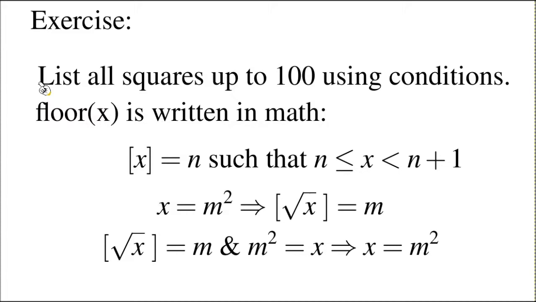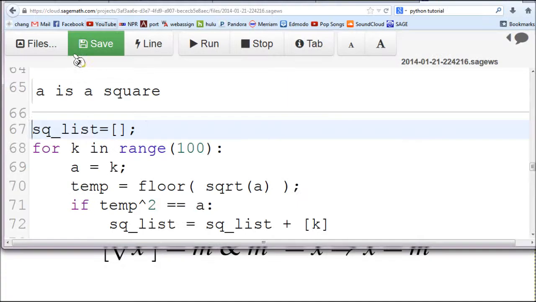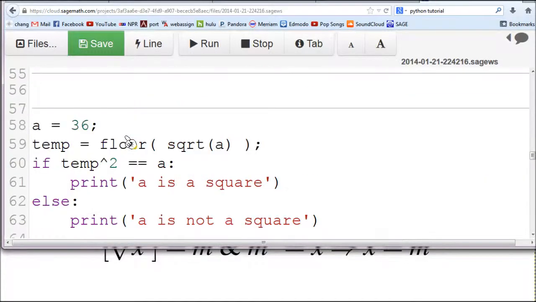So our original task is listing all the squares up to 100 using the condition. What I did is separate the local task. We're given a number, and we'll be testing whether the given number is a square or not. So I had this idea and wrote it down separately and ran some script on it. This is going to be something implemented inside the for loop. So this is what I mean by organizing your thoughts.